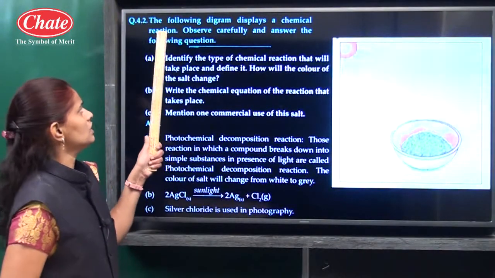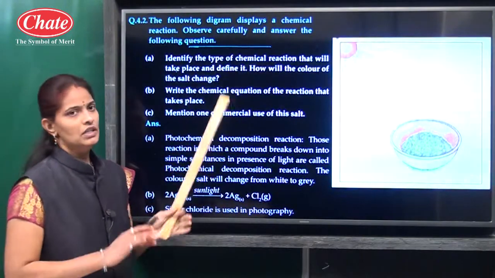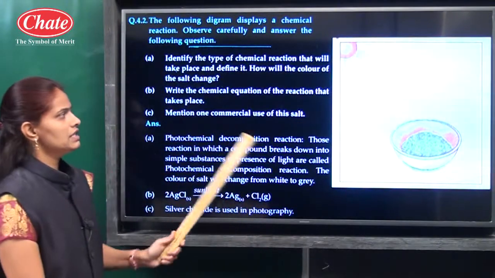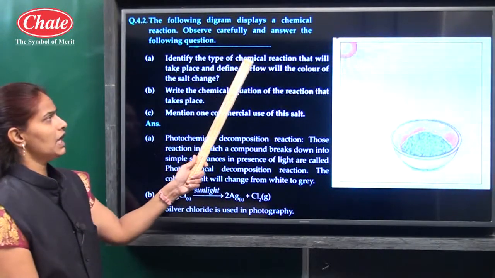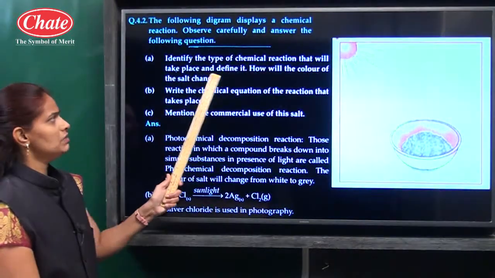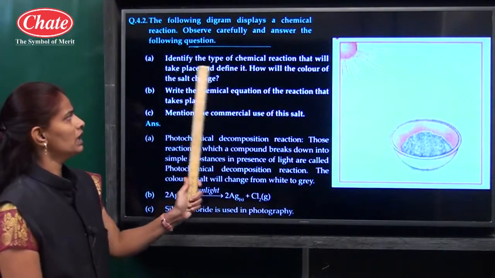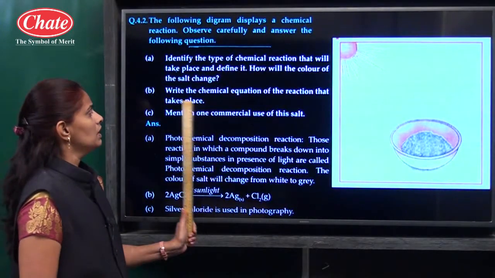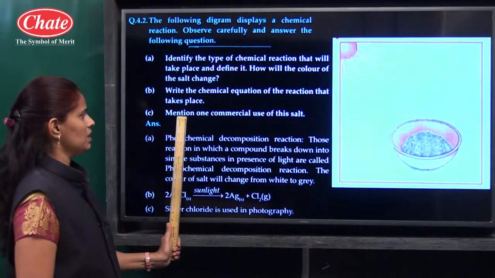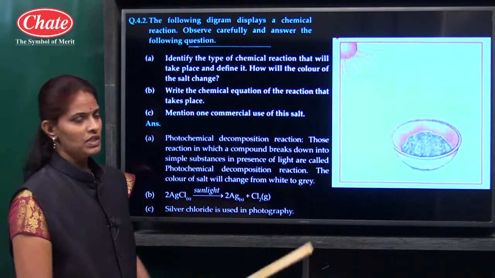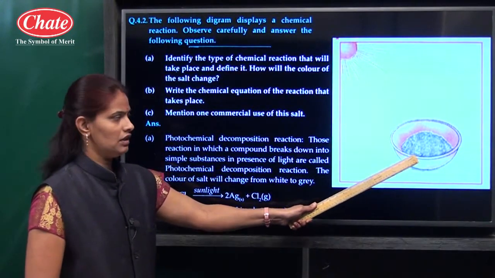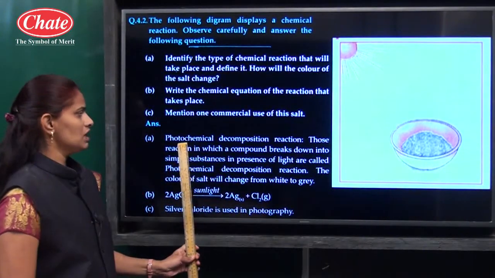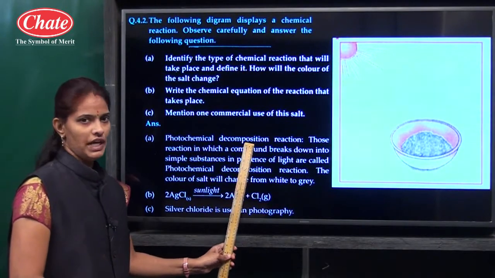Then the question, the following diagram displays. A diagram based question is there. Here you have to find the answers from these questions. First, identify the type of chemical reaction that will take place and define it. How will the color of the salt change? Write the chemical equation of the reaction that takes place and mention one commercial use of this salt. You have to find out which salt it is, and then write the use of this salt. So see, it is a photochemical decomposition reaction.